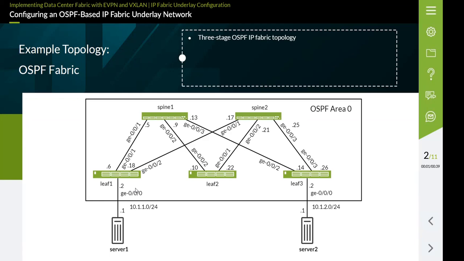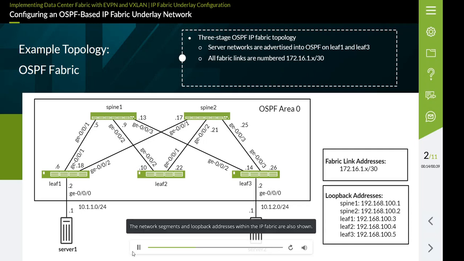Here in the exhibit, you can see the example topology. All routes are configured as part of the OSPF Area 0. Server 1 is single home to leaf 1, and Server 2 is single home to leaf 3. The network segments and loopback addresses within the IP fabric are also shown.